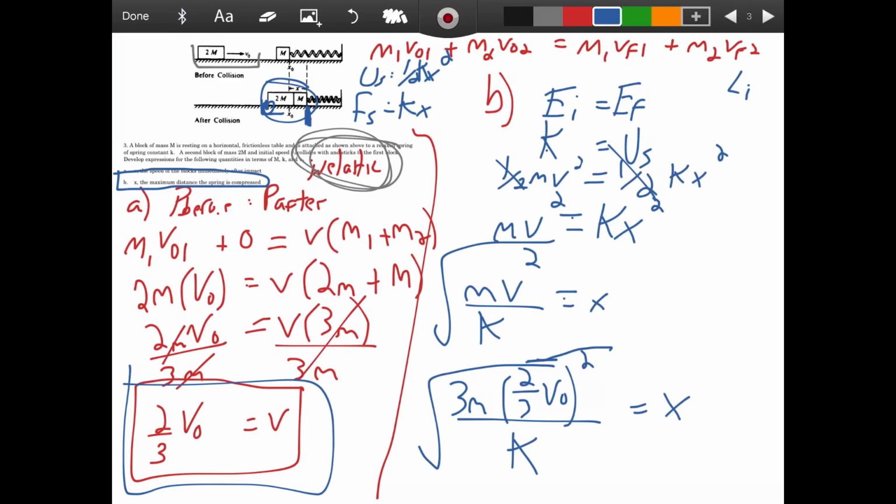In my calculator, I did 2/3, squared that and got 0.44. I multiplied that by 3 and got 1.33, which as a fraction is 4/3. So when we clean this up, we get x equals the square root of 4/3 v naught squared over k. And this would be my final answer.